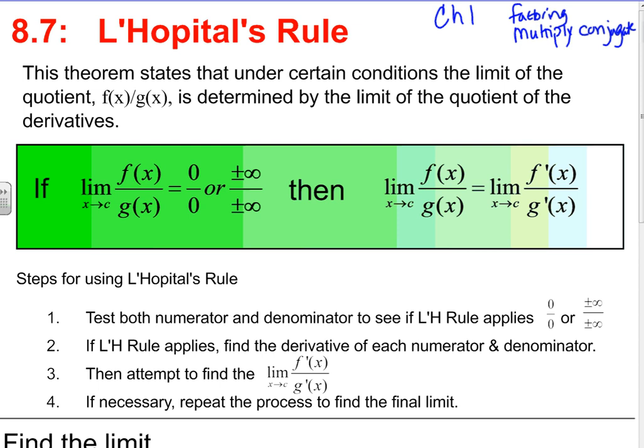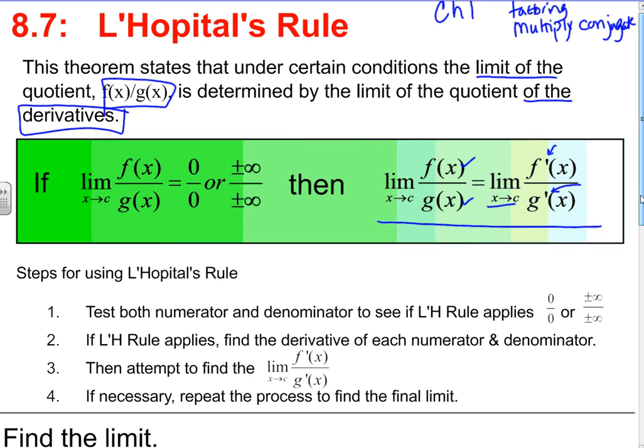Well, what L'Hopital's rule states is, the theorem says that under certain conditions, the limit of the quotient f of x divided by g of x is determined by the limit of the quotient of the derivatives. So the limit as x approaches c of f of x divided by g of x is equal to the limit as x approaches c of f prime of x divided by g prime of x.